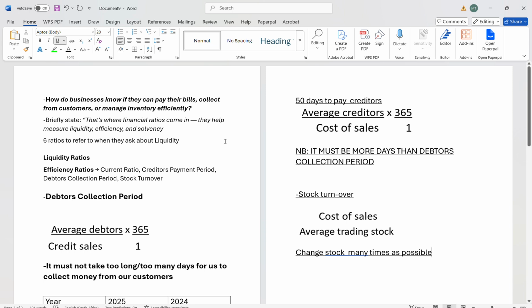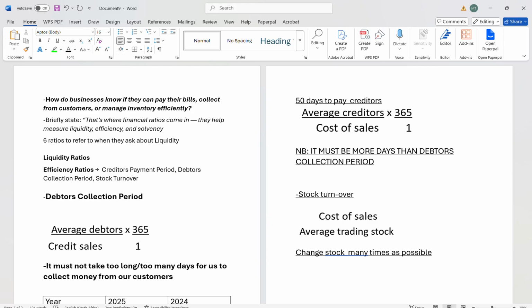We'll be focusing on the liquidity ratio. I think we'll touch on three aspects of our liquidity ratio. I explained the current ratio in my previous video, so you can go to it and watch the current ratio being explained.